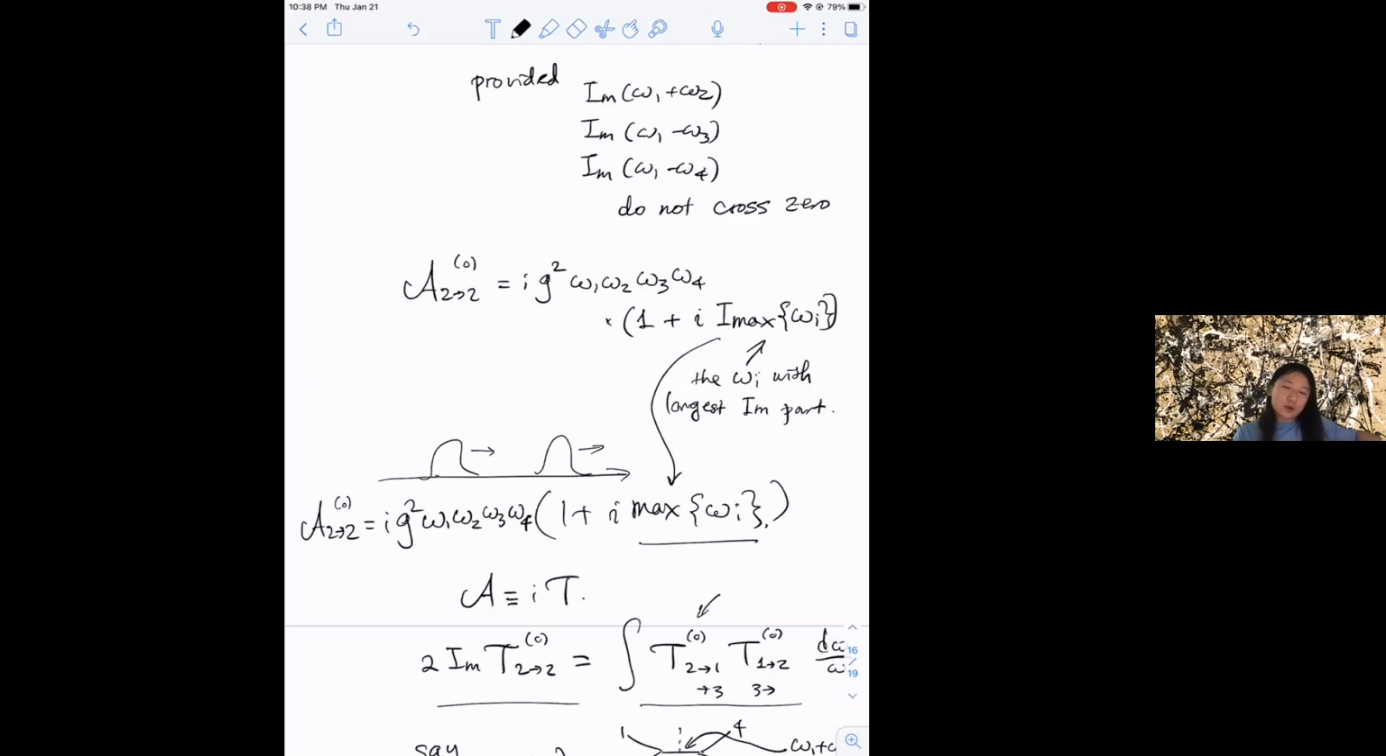So as far as the 2-to-2 amplitude is concerned, I don't have a satisfying understanding of what the general prescription is. The only thing I can tell you is that the naive prescription gives you almost the right answer, but not quite. Thanks.